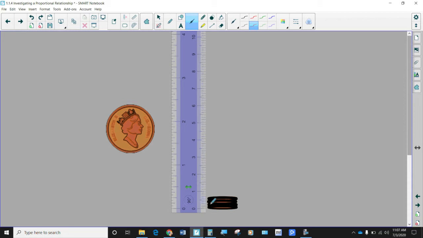But just stack them like this until you get to the 1 centimeter mark, and then to the 2 centimeter mark, and jot down, count how many there are, and then go to the 3 centimeter mark.